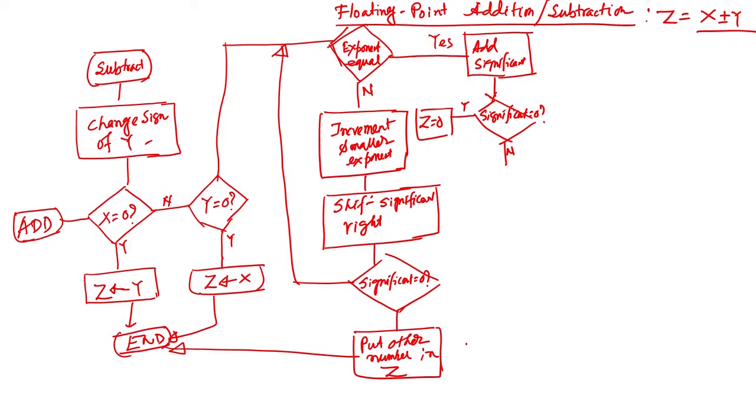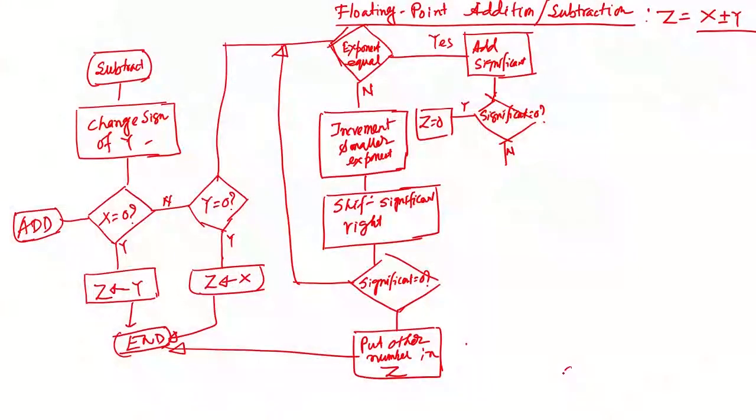There is a chance that the significant overflows, which means the result will be 1 point something. Okay, we are talking about the significant. So, let us say we have 0.9 and 0.9. If you add them, it will be 1.8. So, this is also an overflow. If that situation comes, then you have to adjust the exponent again. So, next we have to check for significant overflow.